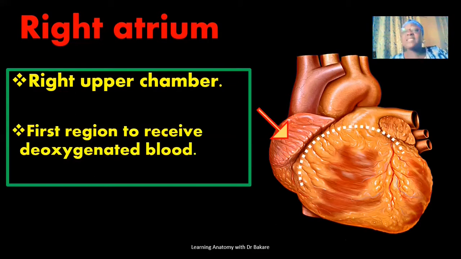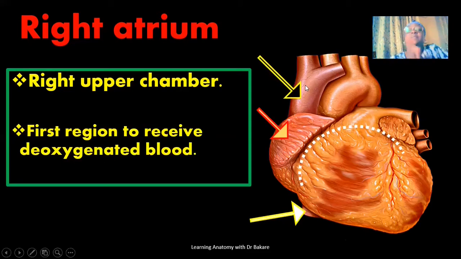And it receives deoxygenated blood from the largest veins in the body, which are the superior and the inferior vena cava. This is the superior vena cava, and down here we have the inferior vena cava. Deoxygenated blood from the upper regions is drained into the superior vena cava, while deoxygenated blood from the lower region of the body is drained into the inferior vena cava. So the right atrium is the first region where deoxygenated blood is pumped into.